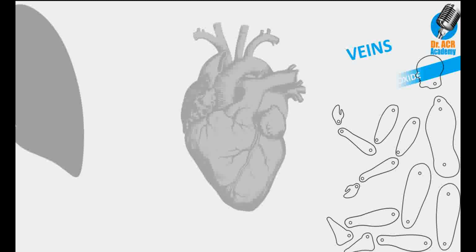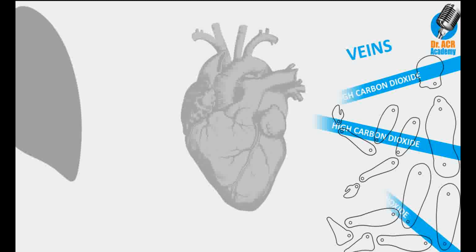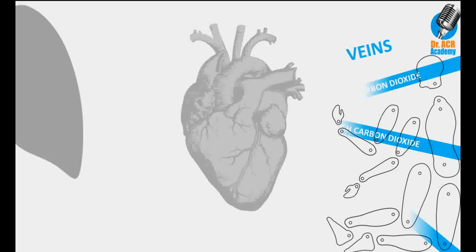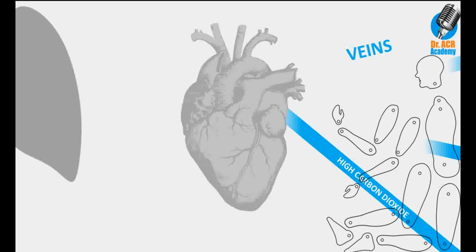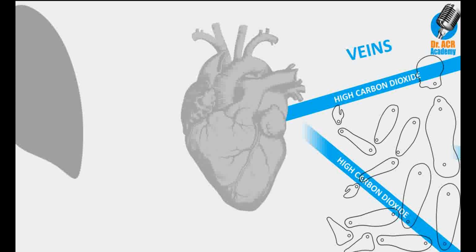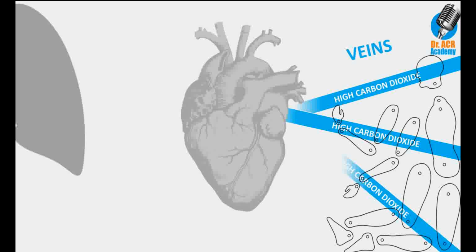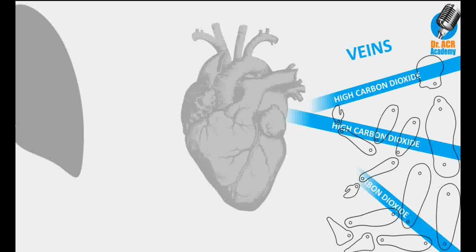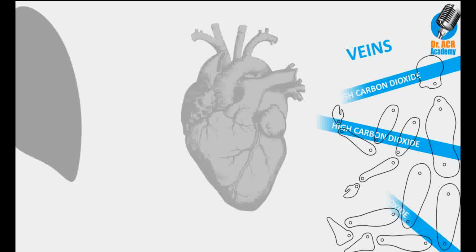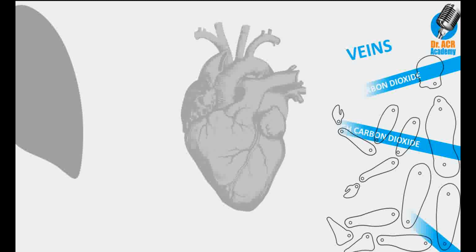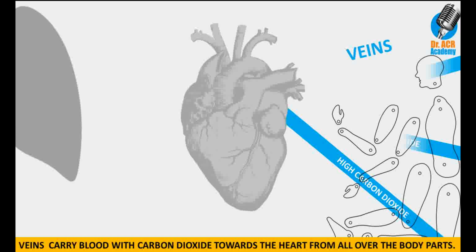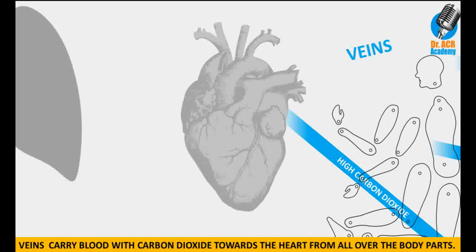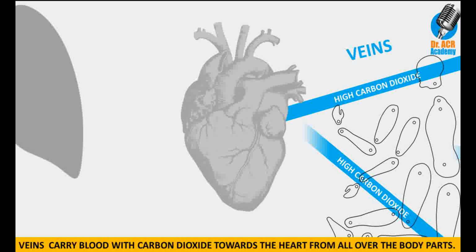Next, another blood vessel is the veins. Veins carry the carbon dioxide rich blood from all body parts to the heart. During the metabolic activities, whatever carbon dioxide is produced at the cellular level should be removed from the body, as higher carbon dioxide may be responsible for some harmful effects. So to avoid that, veins carry this carbon dioxide rich blood from cells to the heart.